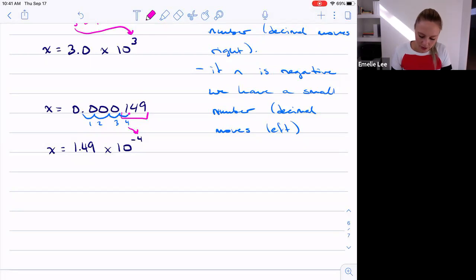Okay. So now what I said here, if n is negative, then I have to move the decimal to the left. So from 1.49, I have to go 1, 2, 3, 4, and then I'll have a 0 in front of that. So just remember, it's how the decimal moves.